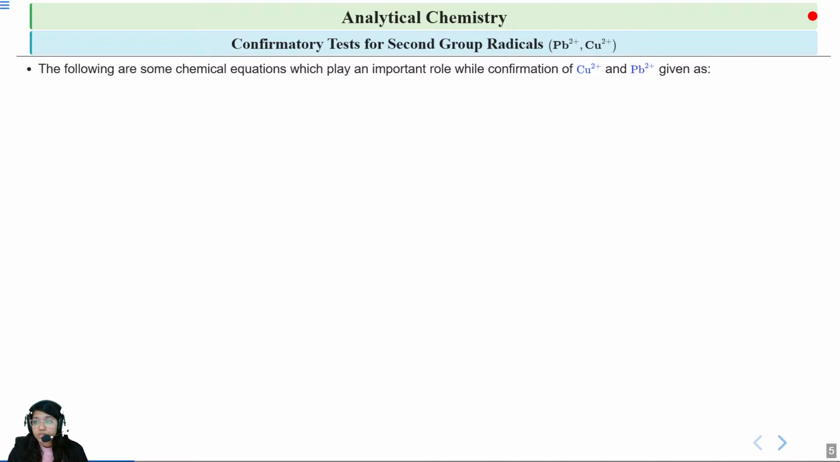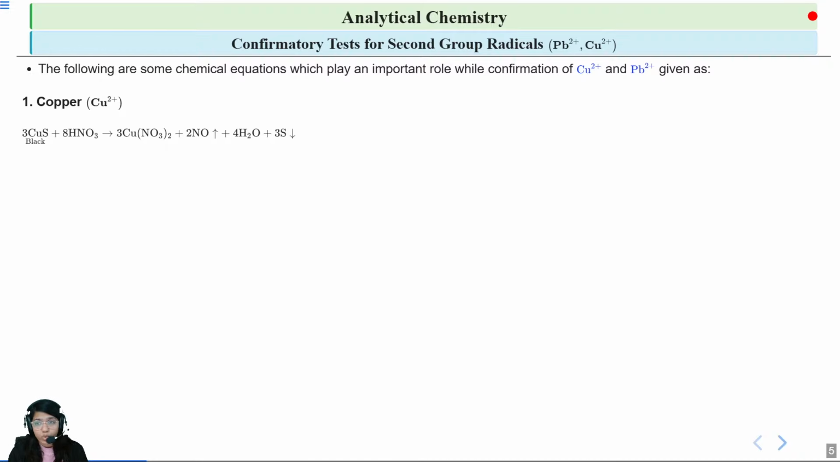Now we are going to discuss the chemical equations, the chemical reactions involved in the confirmation of Cu2+ and Pb2+ ions. So let's begin by looking at the key reactions that help in identifying these ions. So first we'll see the reactions for copper ions, Cu2+. So here is the chemical reaction given.